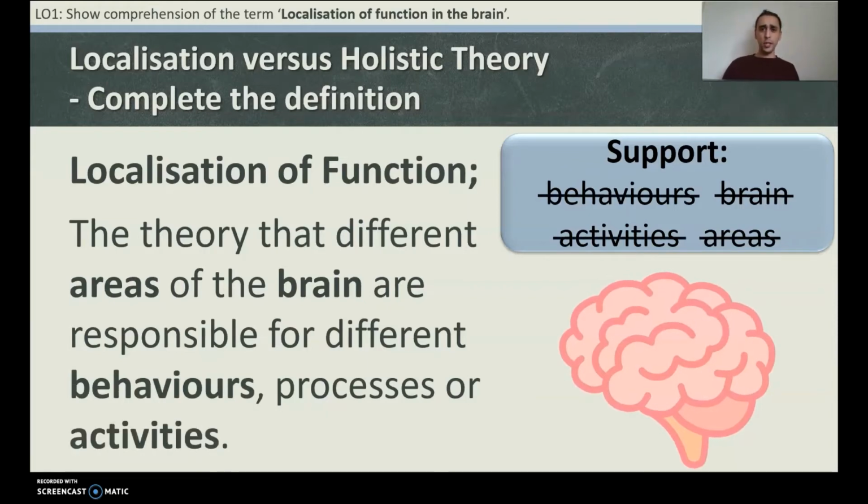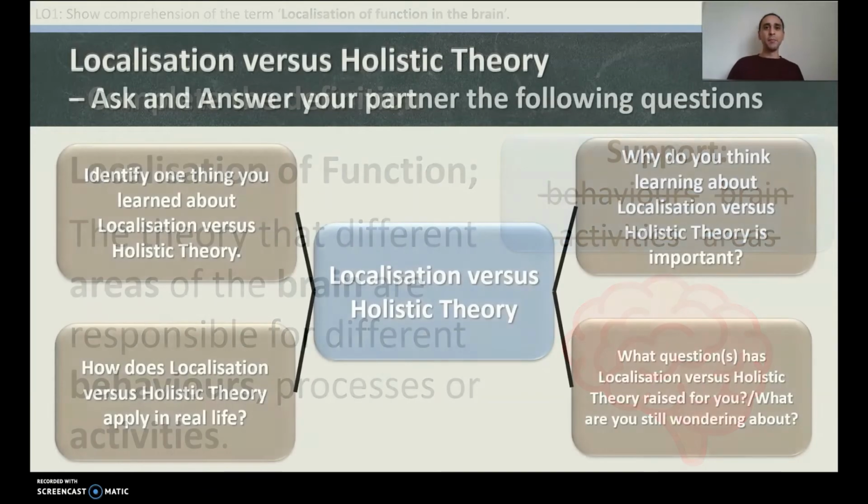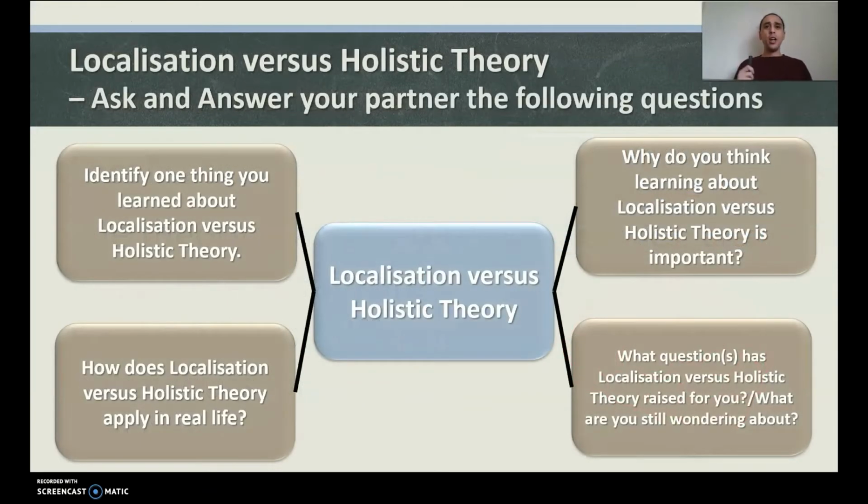Brilliant. Did you do it as well? You made me do it. Do it yourself. Don't be so lazy. Right, so localization of function is the theory that different areas of the brain are responsible for different behaviors, processes, or activities. I think we've just learned something there, right? We understand localization of function. I certainly do. So there we go.